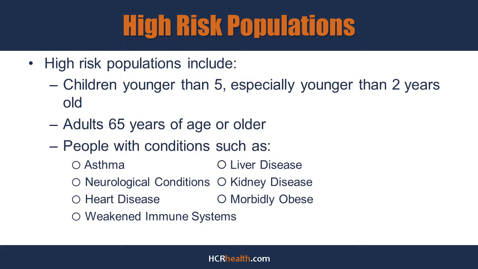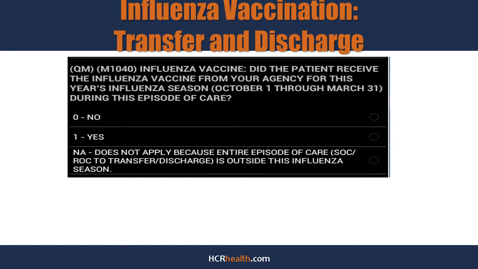At transfer or discharge from the agency, clinicians have an OASIS question regarding the influenza vaccination. The question asks, did the patient receive the influenza vaccination from your agency for this year's flu season, October 1st through March 31st, during this episode of care? Our options are no, yes, and NA, does not apply because the entire episode is outside of the influenza season.